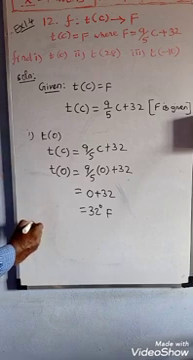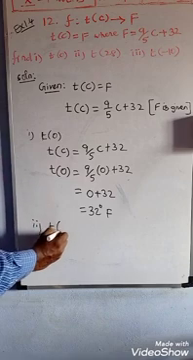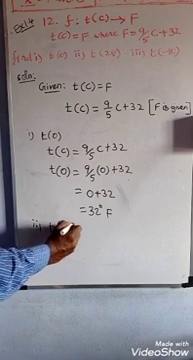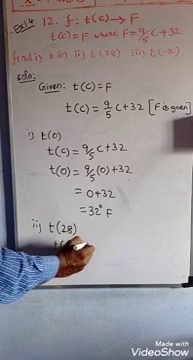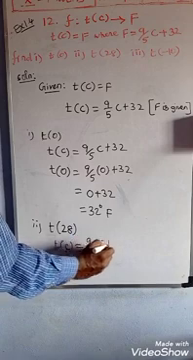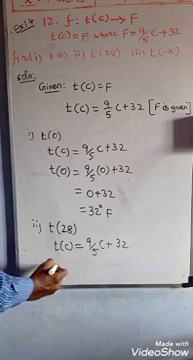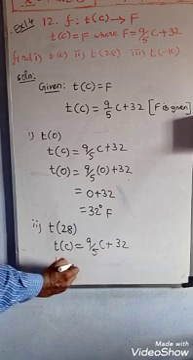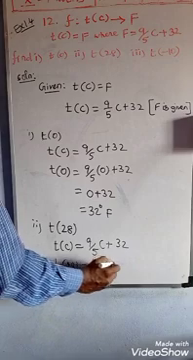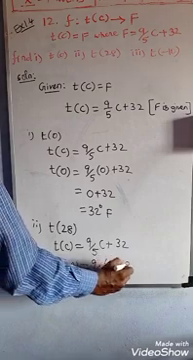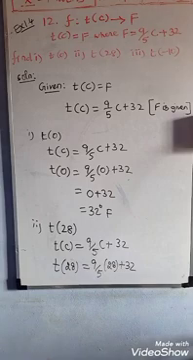when T of 28, 28 degree Celsius means T of C. We know what that is: 9 by 5 C plus 32. Now instead of C you should substitute 28. So 9 by 5 of 28 plus 32. Now you should simplify this.